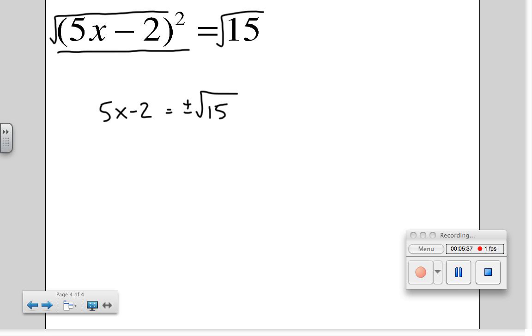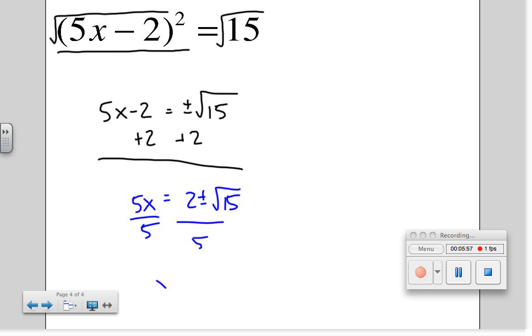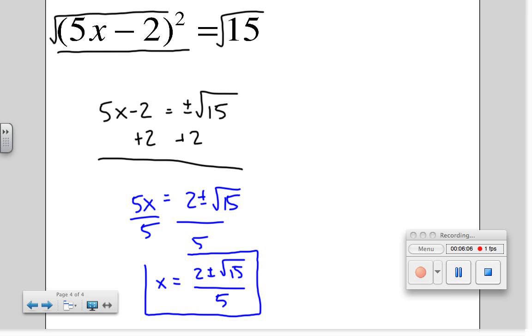The square root of 15 does not have a pretty square root, so we're just going to go ahead. We add 2 to both sides, and that gives us 5x equals 2 plus or minus the square root of 15. Divide both sides by 5, and we get x equals 2 plus or minus the square root of 15, divided by 5, which cannot be simplified any further, so there we go.